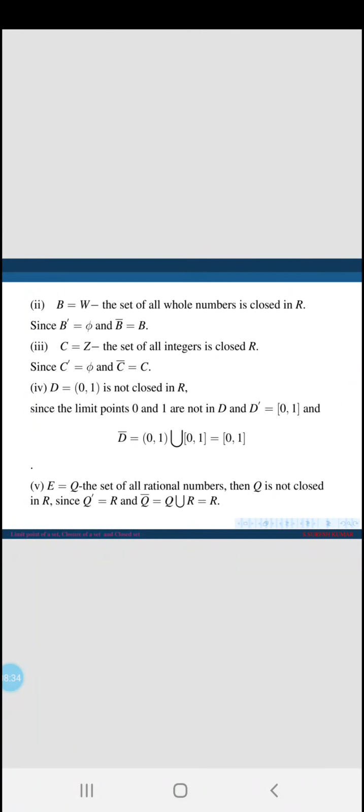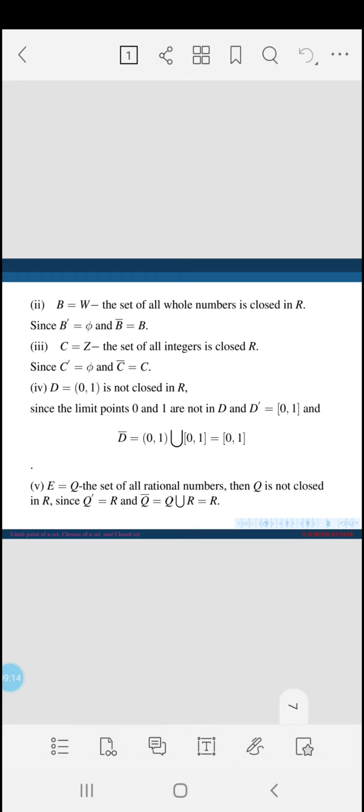Similarly, we can find that the set of all whole numbers contains all its limit points. Therefore the set of all whole numbers is closed in R. Here also the set of all limit points of W, the whole numbers, is phi. Similarly, the set of all integers is also closed in R.